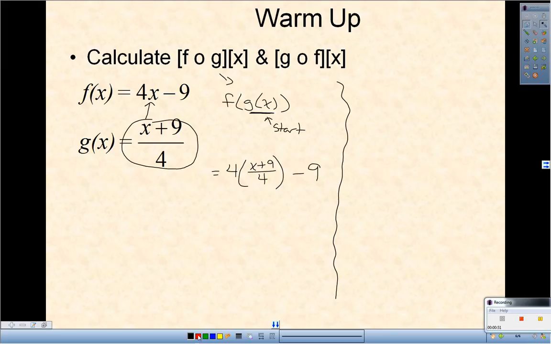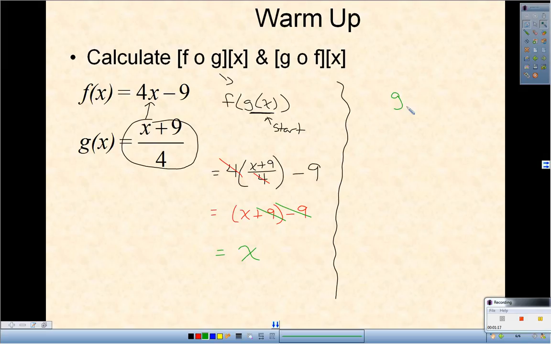And now I'm just going to do some simplifying techniques. I notice that I have a 4 right here in the numerator and 4 in the denominator. 4 divided by 4 is 1. So I can just replace that with x plus 9 minus 9. And then I also notice that positive 9 minus 9 is 0, so that leaves me just x. So f∘g is x. All right, now let's do g∘f.